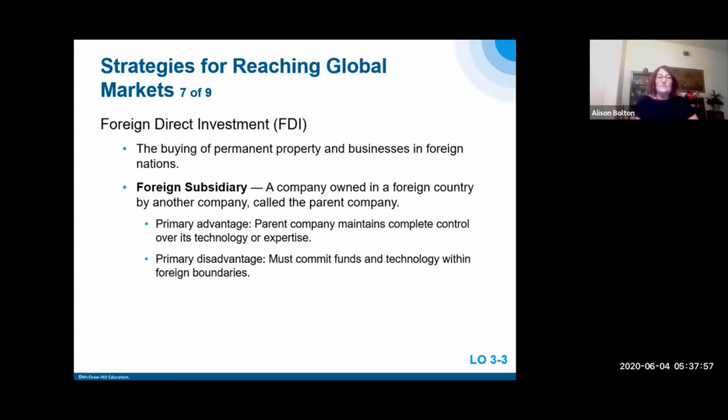A foreign subsidiary. So a company owned in a foreign country by another company called the parent company. Let me say that again. A company owned in a foreign country by another company is called the parent company.